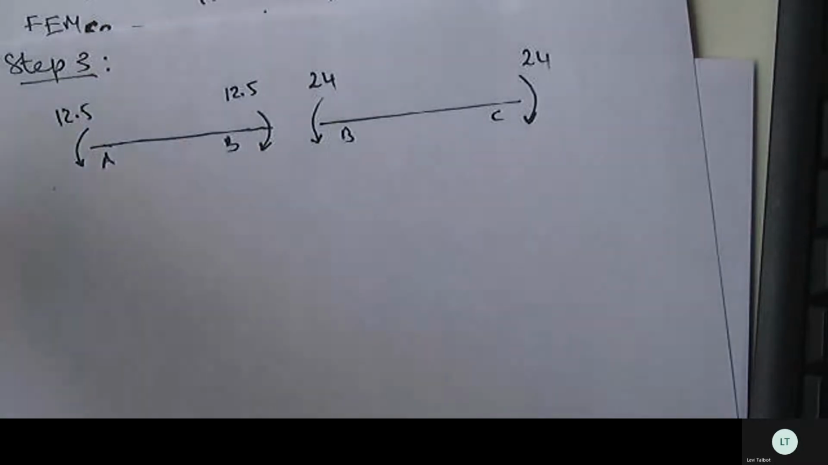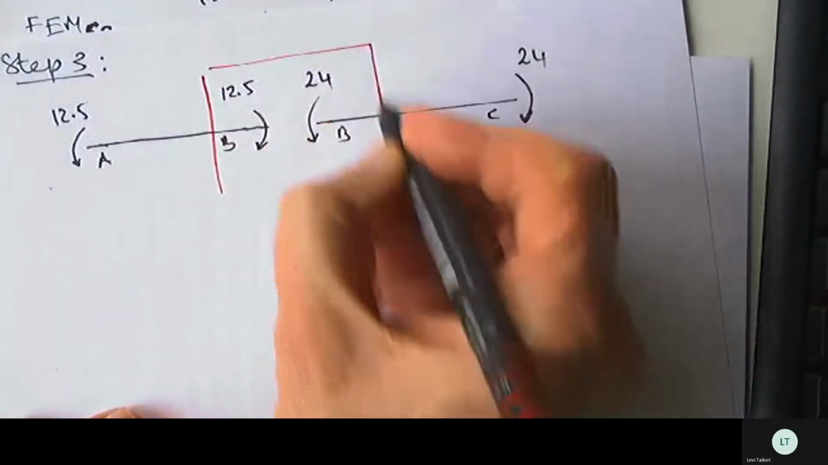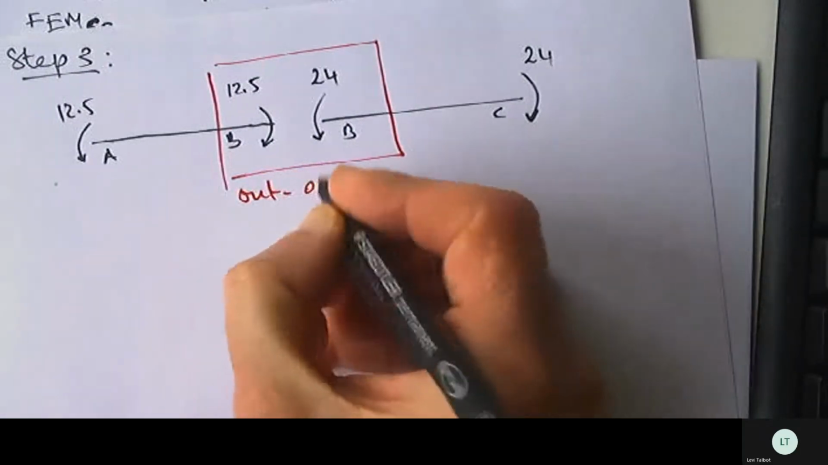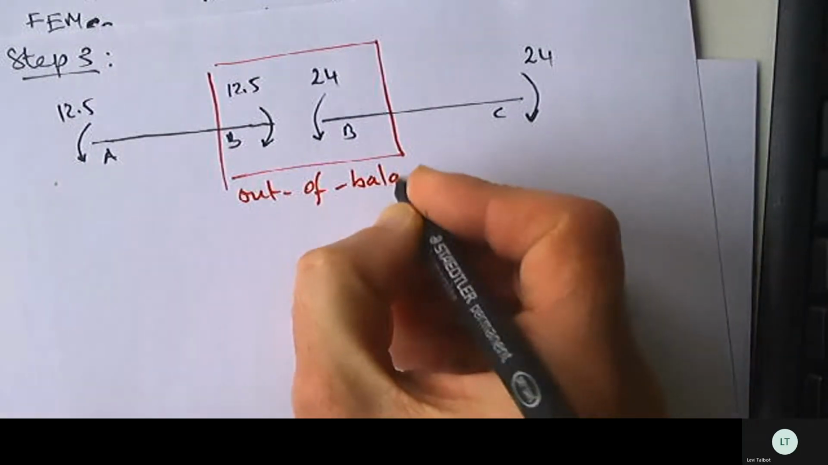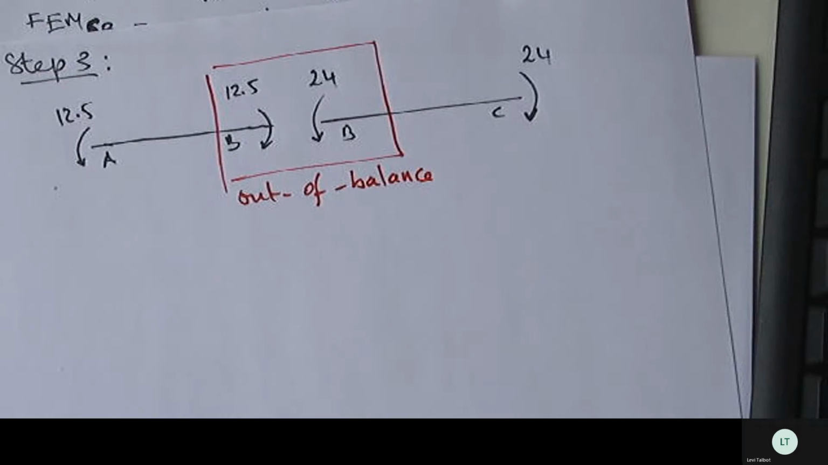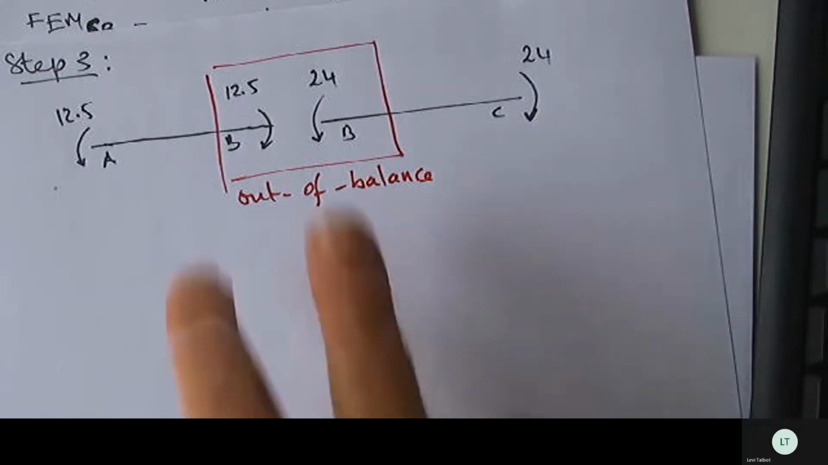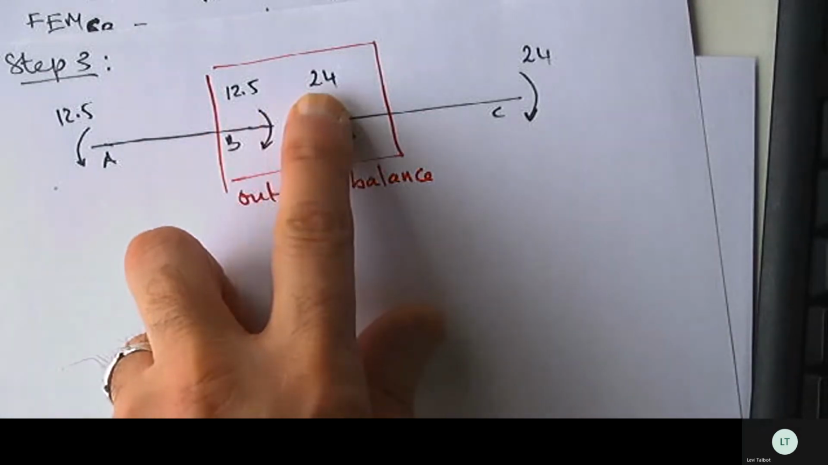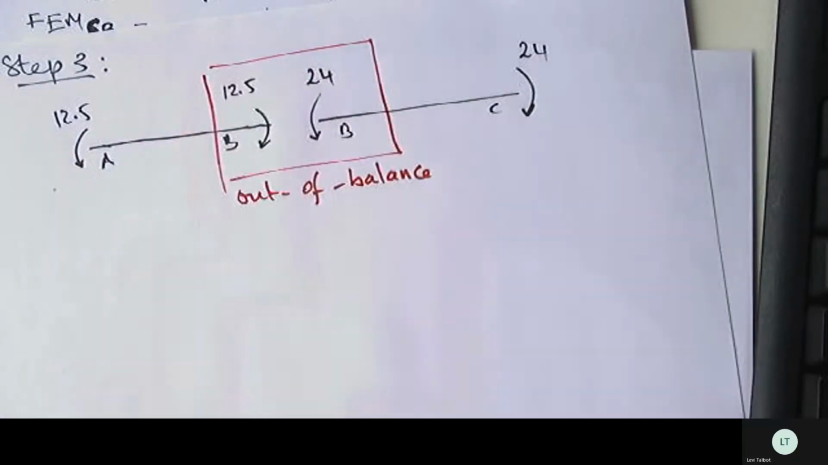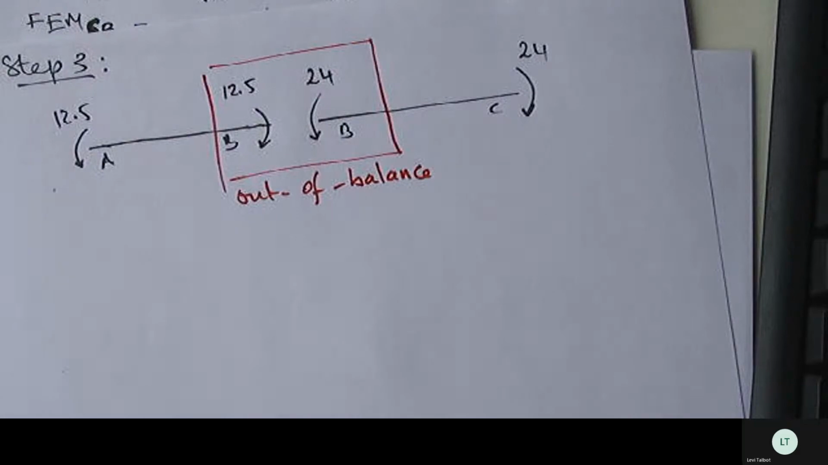So here, we have an out of balance. How much is the out of balance? That's positive, that's negative, according to convention. So we have minus 11.5. Do you agree?